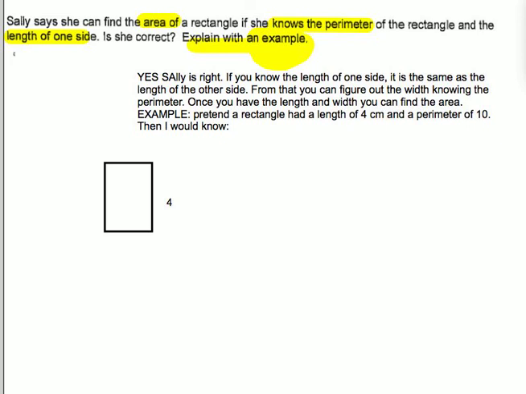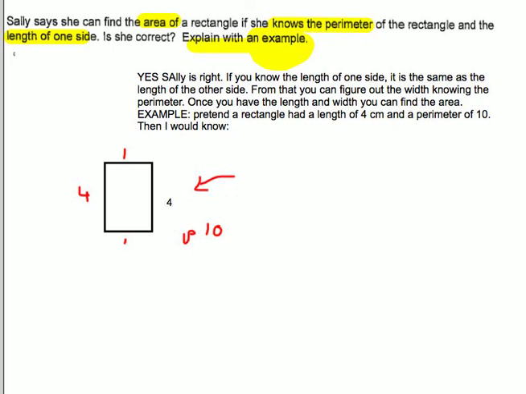In fact, Sally is right. Let's look at this rectangle here. So pretend I know that the length is 4 and the perimeter is 10. Well, I know in a rectangle if this side is 4, then this side is 4. So now I'm up to 8, and if the whole perimeter is 10, this has to be 1 by 1.